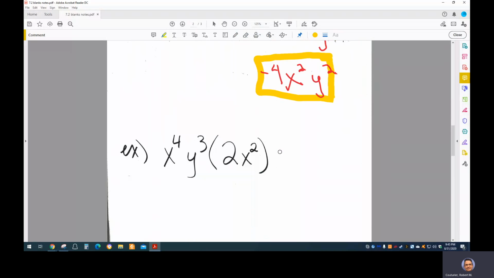Here we go. When we look at this particular one, we are going to look at something that looks pretty interesting.